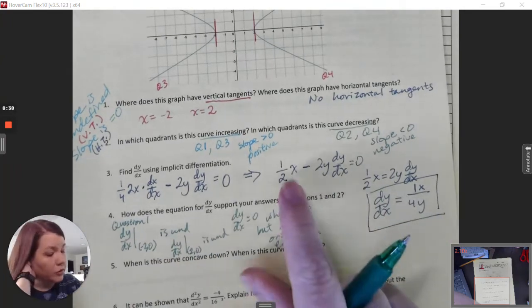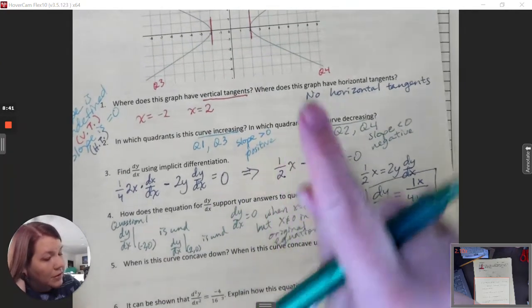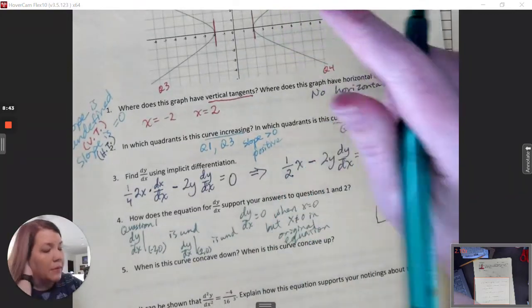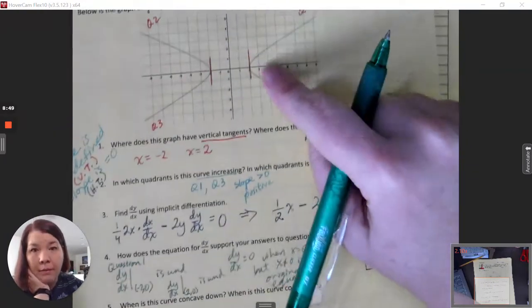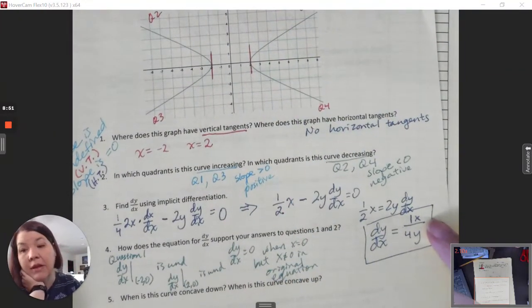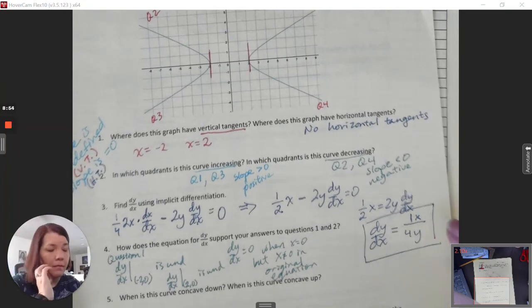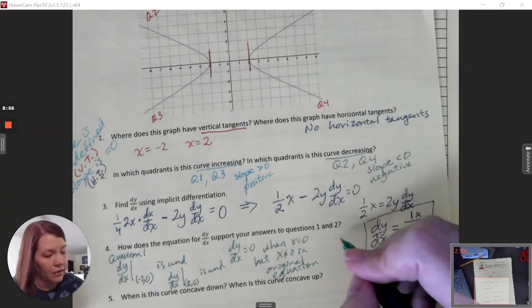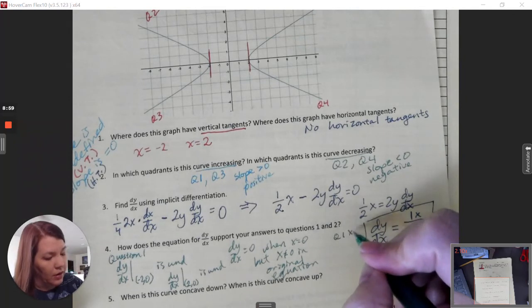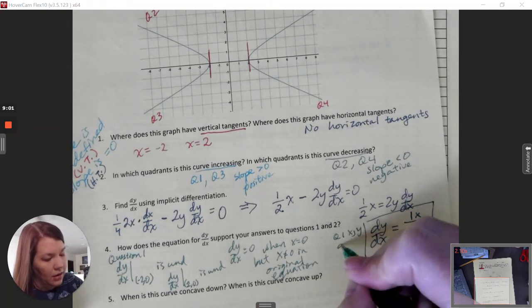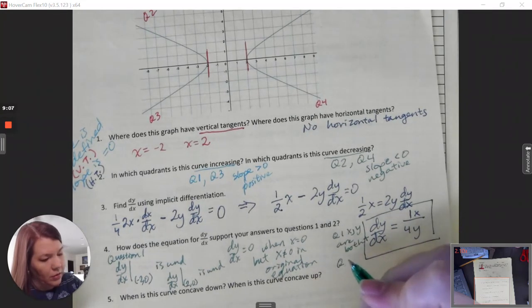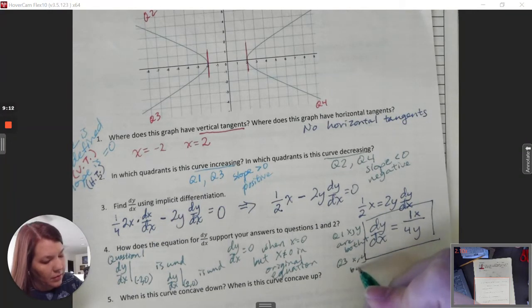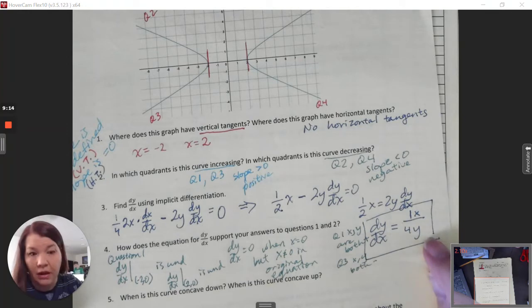Okay, and then question 2, when is it increasing? The slope is supposed to be positive. Is the slope positive in here? So that means if I plug in x bigger than 2 and y a positive number, am I going to get a positive? And yes, I am. Because when they're both positive together, in Q1, x and y are both positive. In Q3, that's also true. They're both negative, which would make a negative divided by a negative, which is a positive.